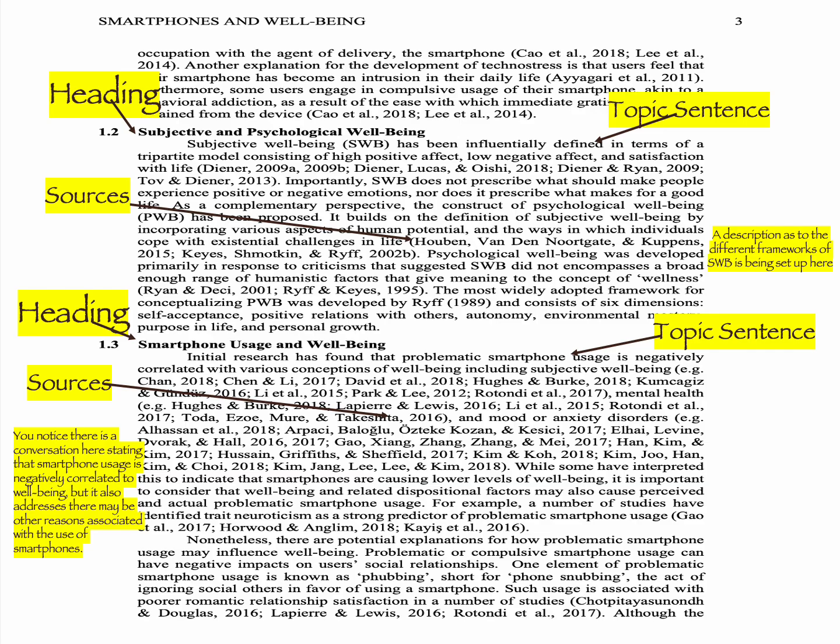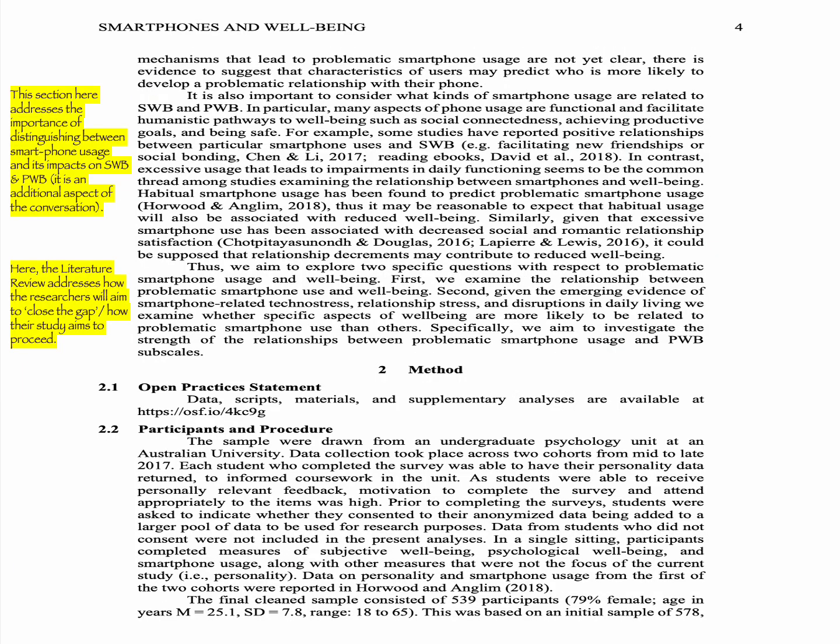So there are all these different conversations about it: it's the cell phone that's causing problems; it's dispositions that are causing problems; no, it's the cell phones that are causing problems, particularly to social relationships, right? And then it says, look, there are all these mechanisms that lead to problematic smartphone usage that are not yet clear. There's evidence to suggest that characteristics of users may predict who's more likely to develop a problematic relationship with their phone. See, it's really interesting, right?